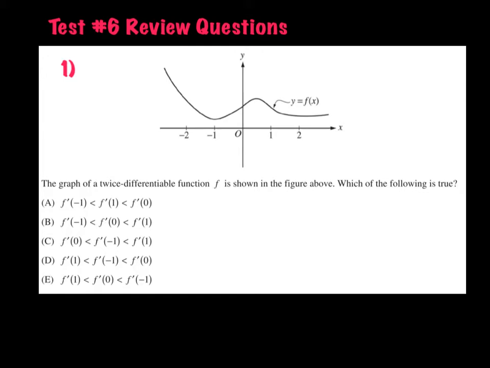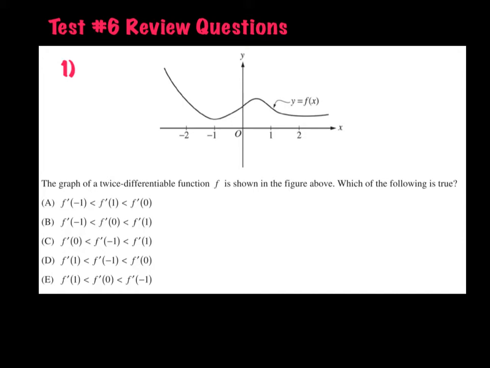The graph of a twice differentiable function f is shown in the figure above. Which of the following is true? So this is the graph of f of x. Okay, so if I look at my choices, notice what they're all talking about. They are all asking me to compare f prime of -1, f prime of 1, and f prime of 0.